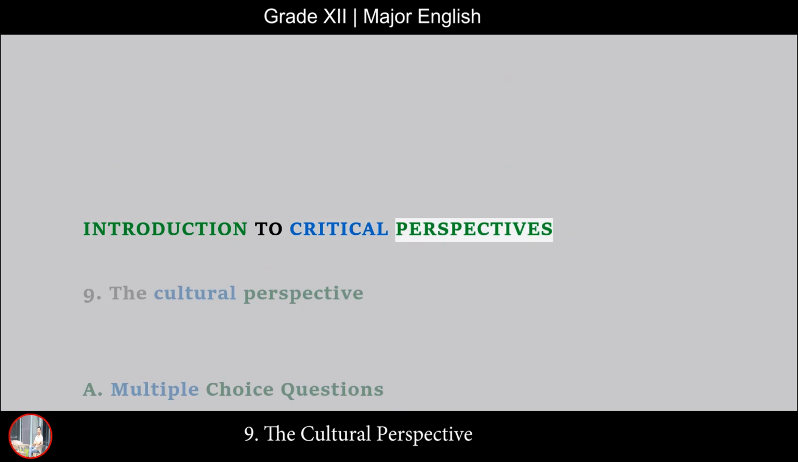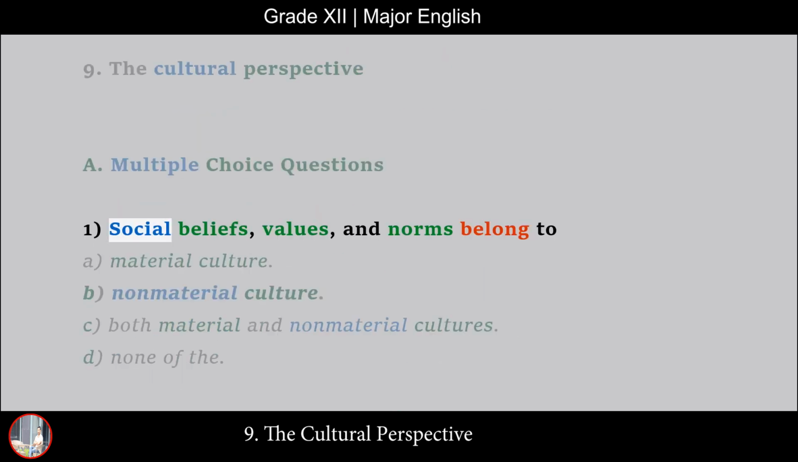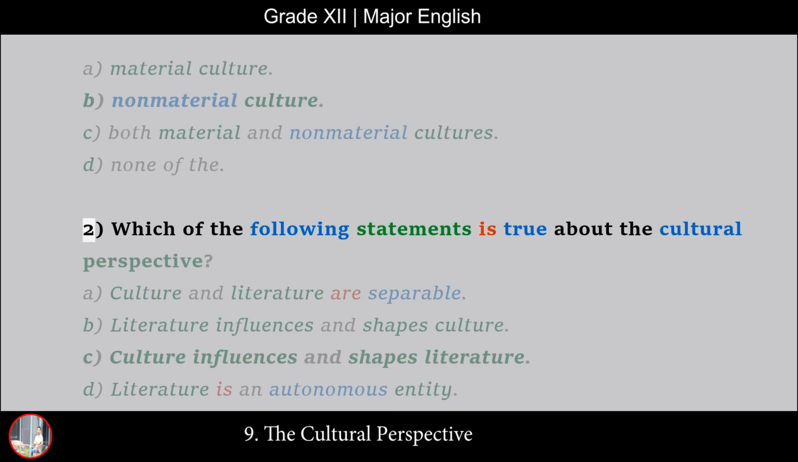Introduction to Critical Perspectives. 9. The Cultural Perspective. A. Multiple choice questions. 1. Social beliefs, values, and norms belong to A. Material culture. B. Non-material culture. C. Both material and non-material cultures. D. None of the above.